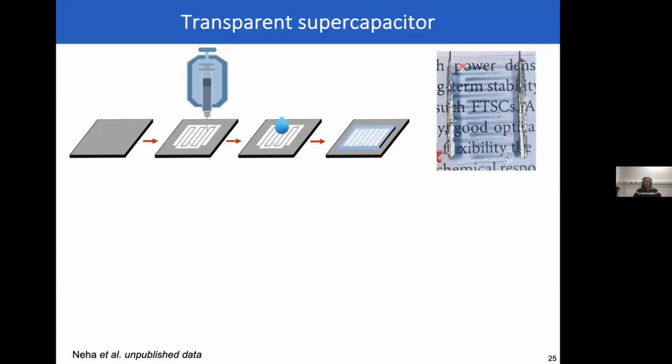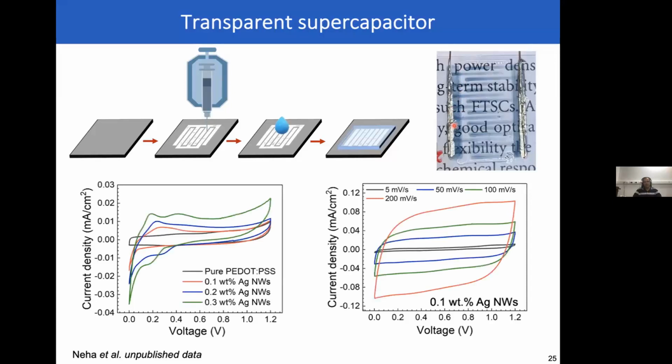This again is a picture of the fabricated supercapacitor. So it has again a good transparency. And we also did various electrochemical tests, and we are currently analyzing the data. But it seems that 0.1 silver nanowires with PEDOT:PSS seems to be best in terms of stability and also being able to sustain various scan rates. The goal, of course, is to use these sort of supercapacitors to power different electronic devices.